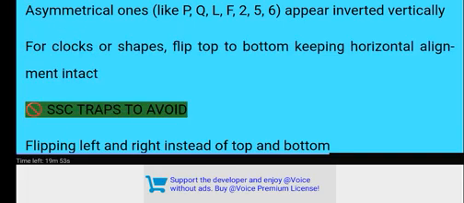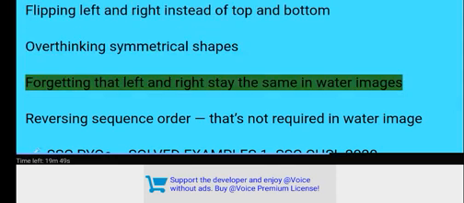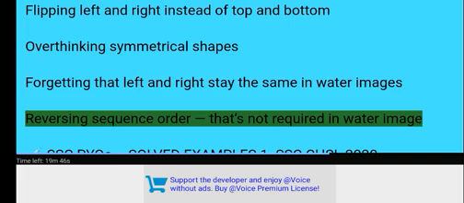SSC traps to avoid: flipping left and right instead of top and bottom. Overthinking symmetrical shapes. Forgetting that left and right stay the same in water images. Reversing sequence order, which is not required in water image.